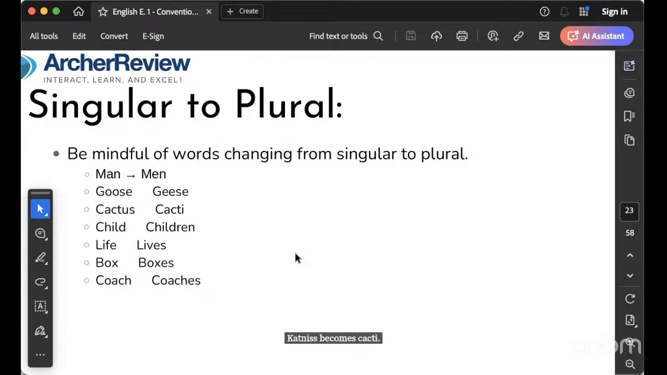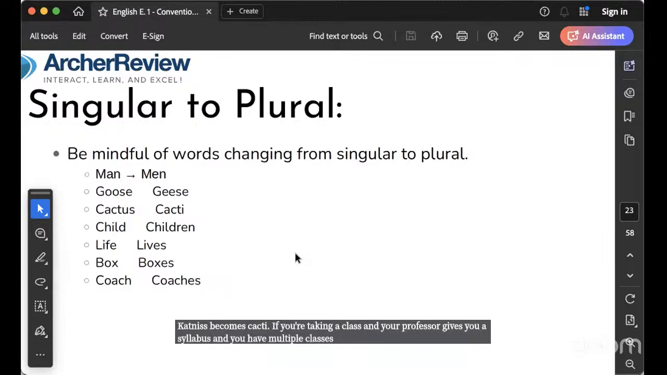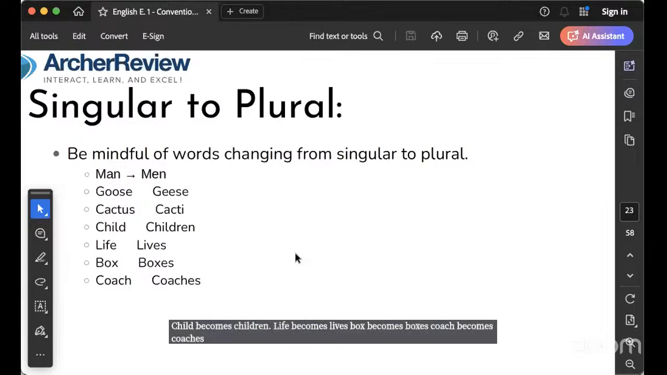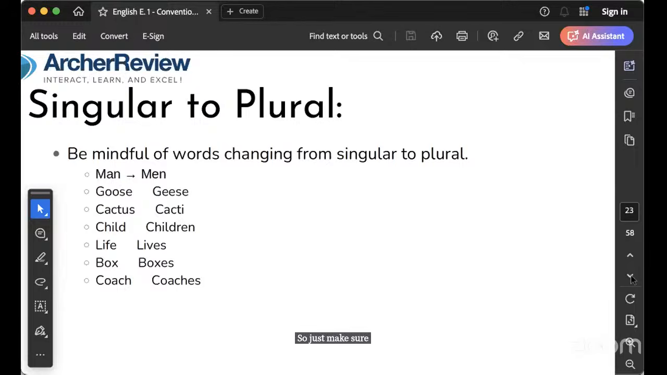Cactus becomes cacti. If you're taking a class and your professor gives you a syllabus and you have multiple classes, so you have multiple syllabi. Child becomes children, life becomes lives, box becomes boxes, coach becomes coaches. So if it ends in an X or a CH, you get an ES added onto the end. If it ends in an FE, it's going to have a VES added to the end. So just make sure that you are on top of your singular to plural spelling changes.